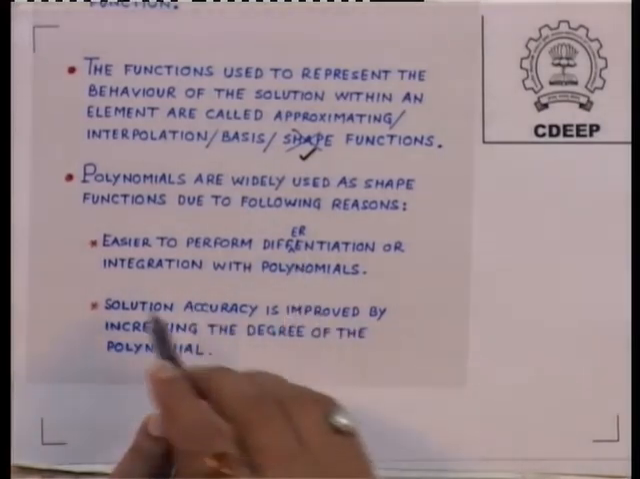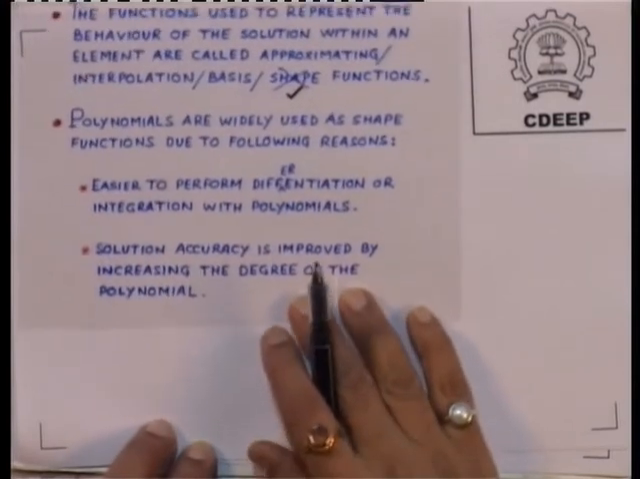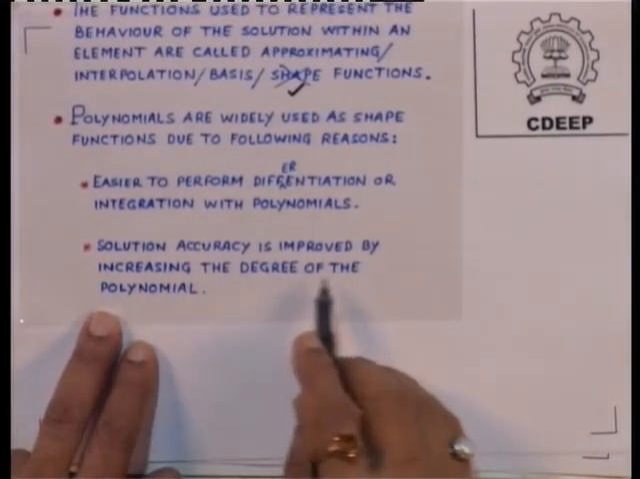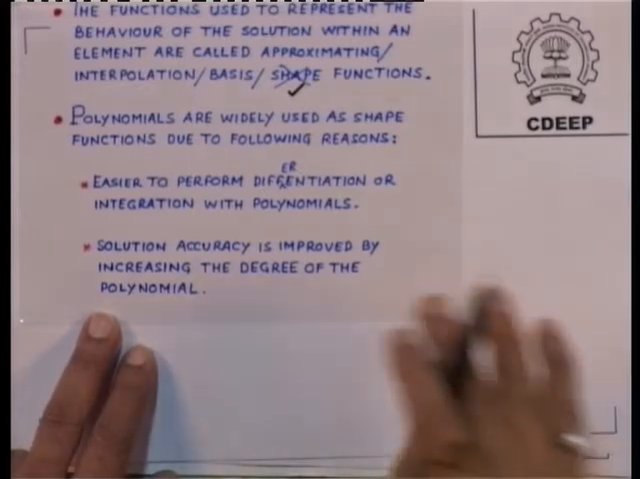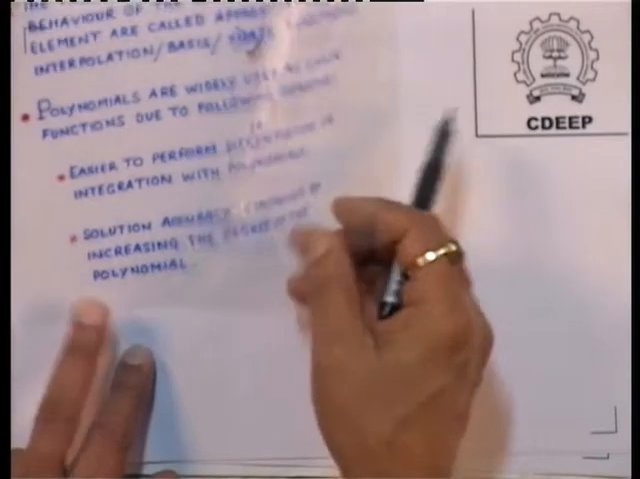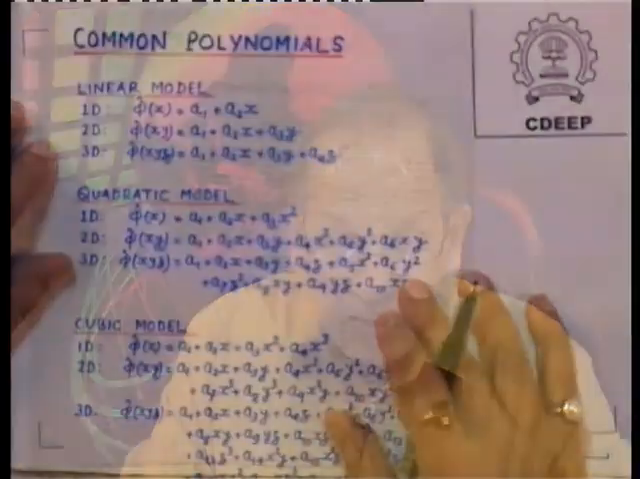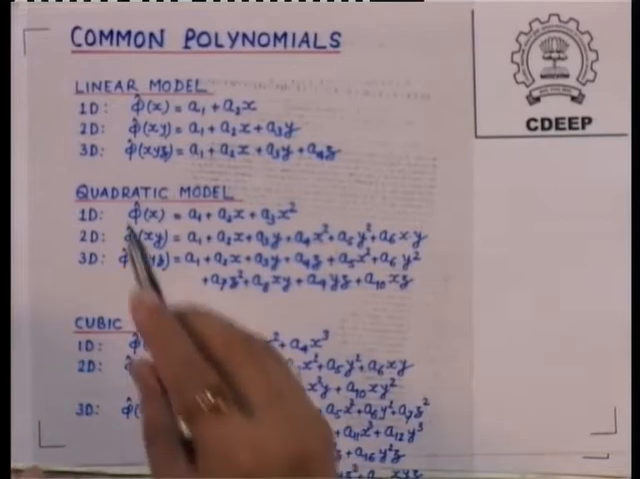Now, polynomials are widely used as shape functions due to following reasons. Why? One is easier to perform differentiation or integration with polynomial. Clear? Then we also know that solution accuracy is improved by increasing the degree of the polynomial. We can start with linear, quadratic, cubic variation, whatever it is. So, these are some very basic properties of shape function.